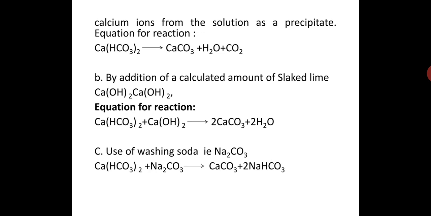Another way by which we can remove temporary hardness is by addition of a calculated amount of slaked lime. The slaked lime is calcium hydroxide. Equation for the reaction.